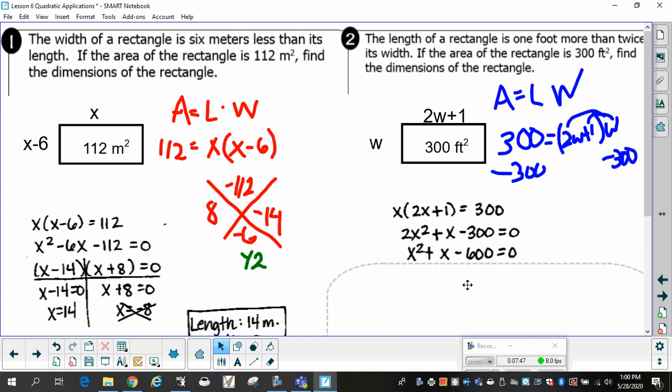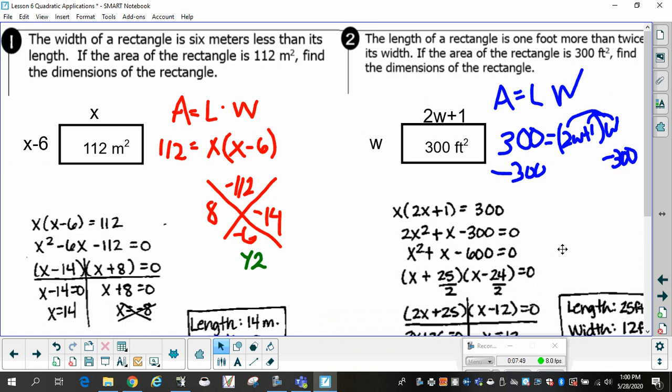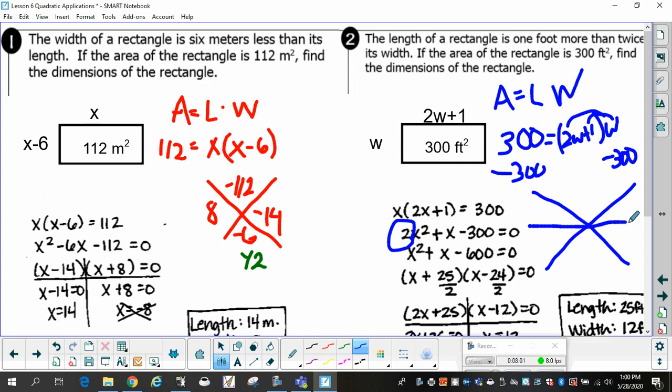So, what they've done, let's just get rid of this. What you're going to do is say, because A is not 1, I'm going to make a star. 2 times negative 300 is negative 600. B is understood to be 1. AX is 2x. Now I need factors of negative 600 that will add to 1.